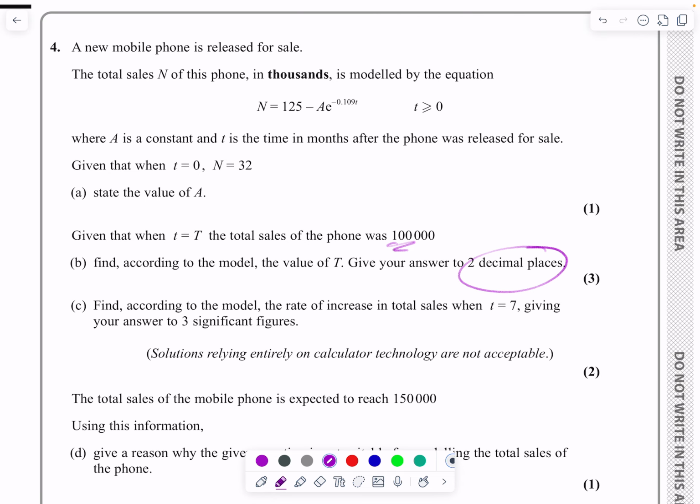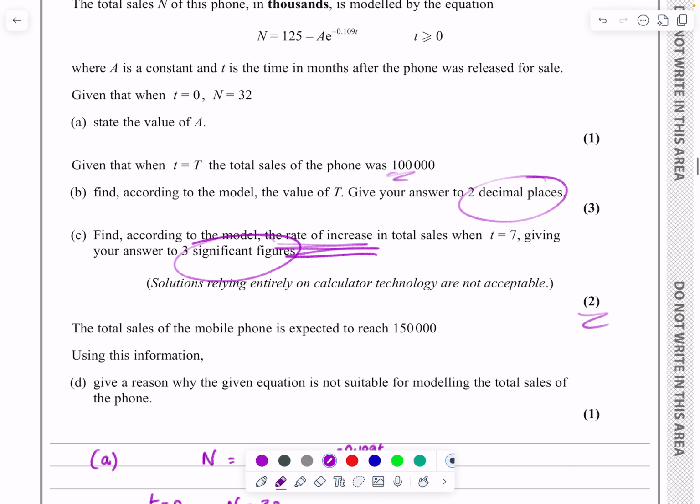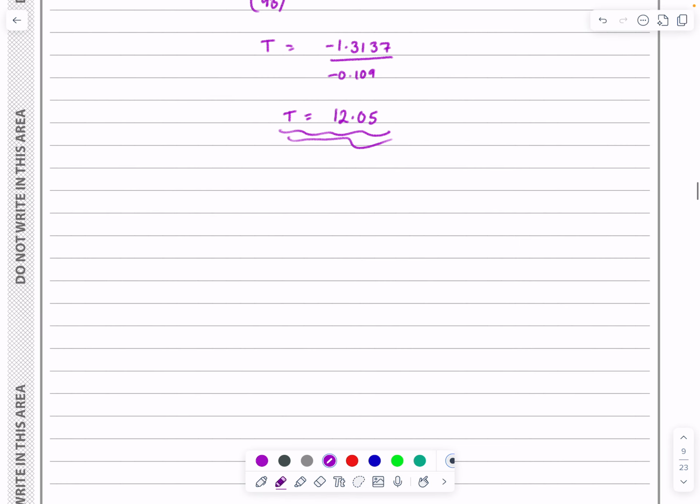Part C, find according to the model the rate of increase. Yeah, okay, so again, the whole point about doing these questions is that that's not throwing me at all. I'm expecting a differentiation at some stage when we're going through this. So find according to the model the rate of increase in total sales when t equals 7. Give answer to 3 sig figs. Look, it's only worth 2 marks because this is absolutely standard that we should be expecting this at some part through doing this one.